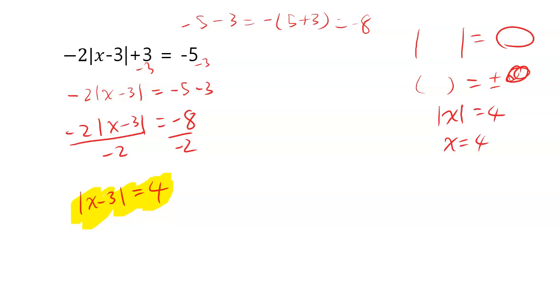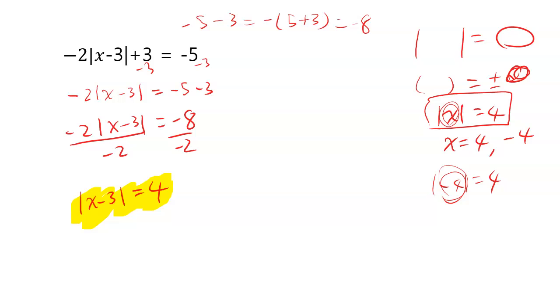x could be 4, but also negative 4 works. Because what's the absolute value of negative 4? Negative 4's absolute value is 4. So indeed, if you replace x by negative 4, you get this 4. So this equation has two solutions, 4 and negative 4.